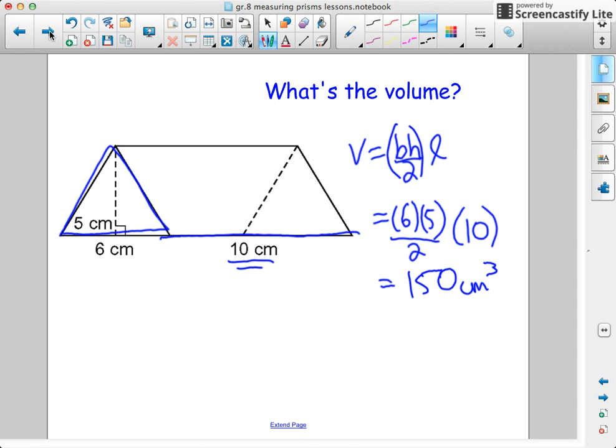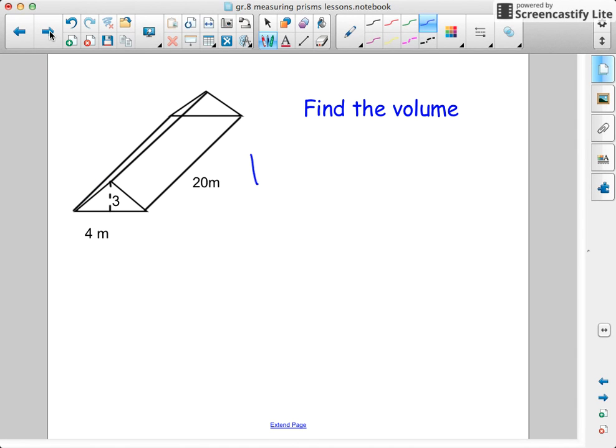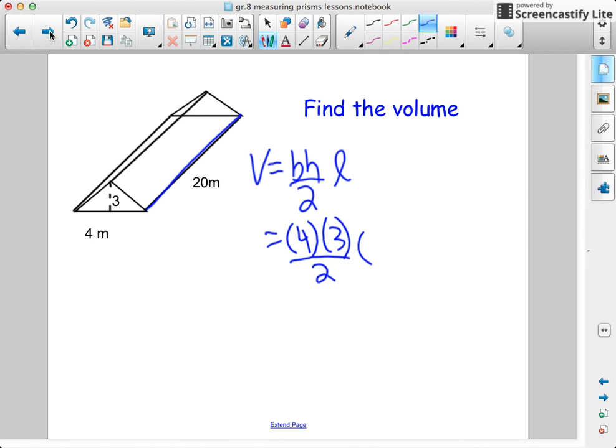Let's do another example of that. So the area of the base is base times height divided by 2 times the length of my triangular prism. So this is going to be 4 times 3 divided by 2 multiplied by the length of 20 meters. So this would be 4 times 3 is 12, divided by 2 is 6. 6 times 20 is 120 meters cubed.